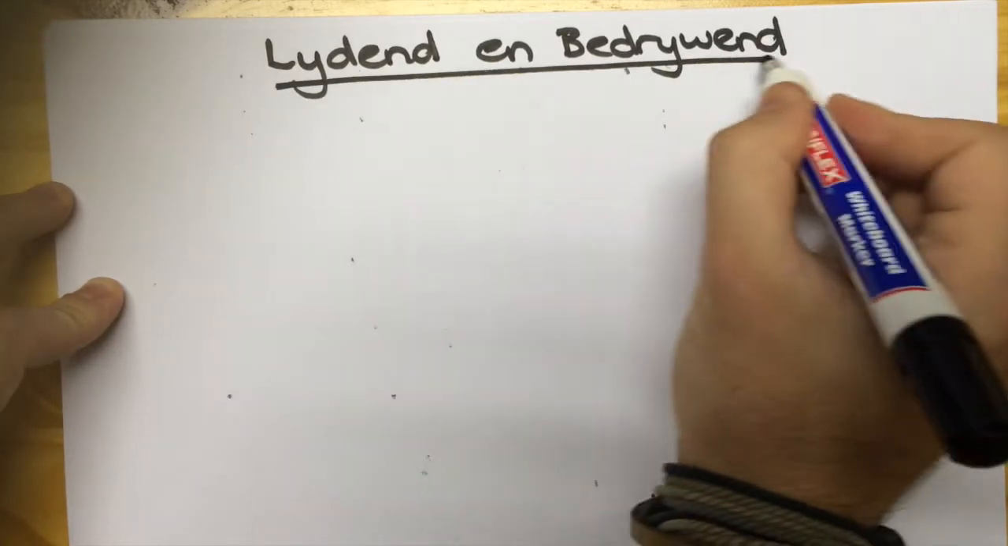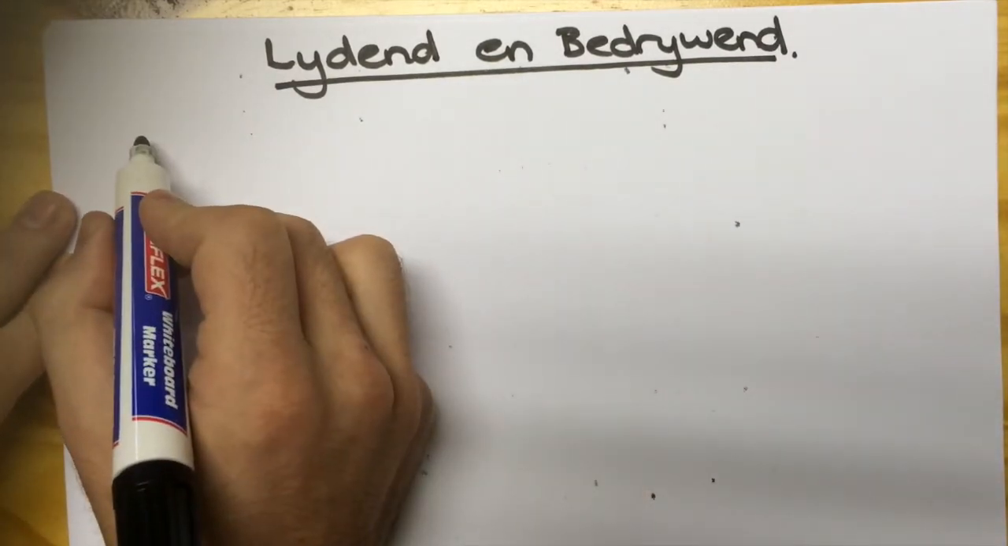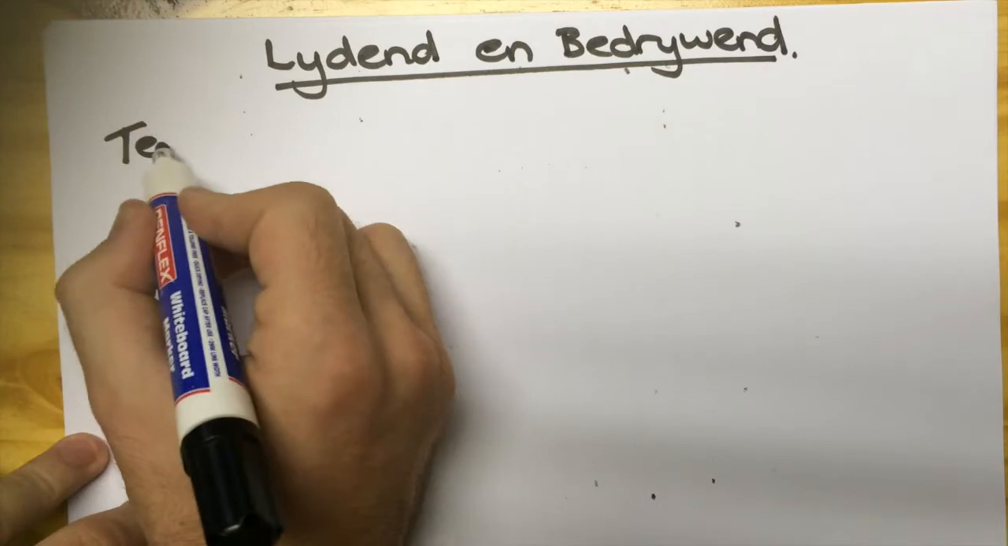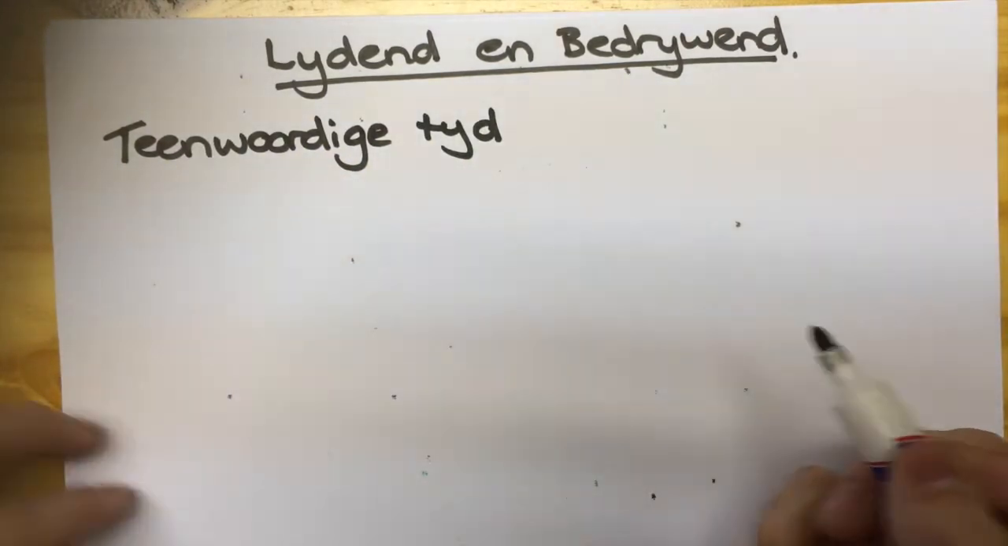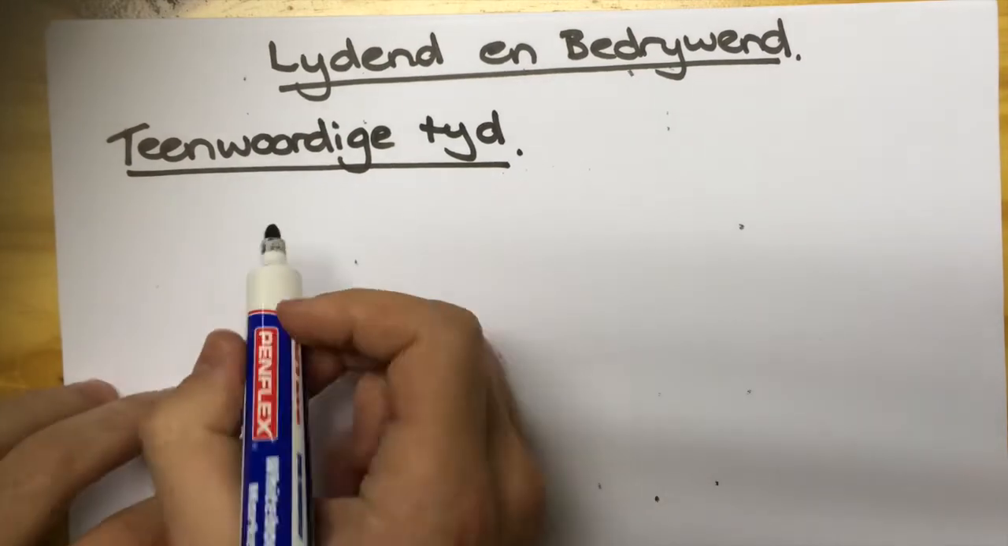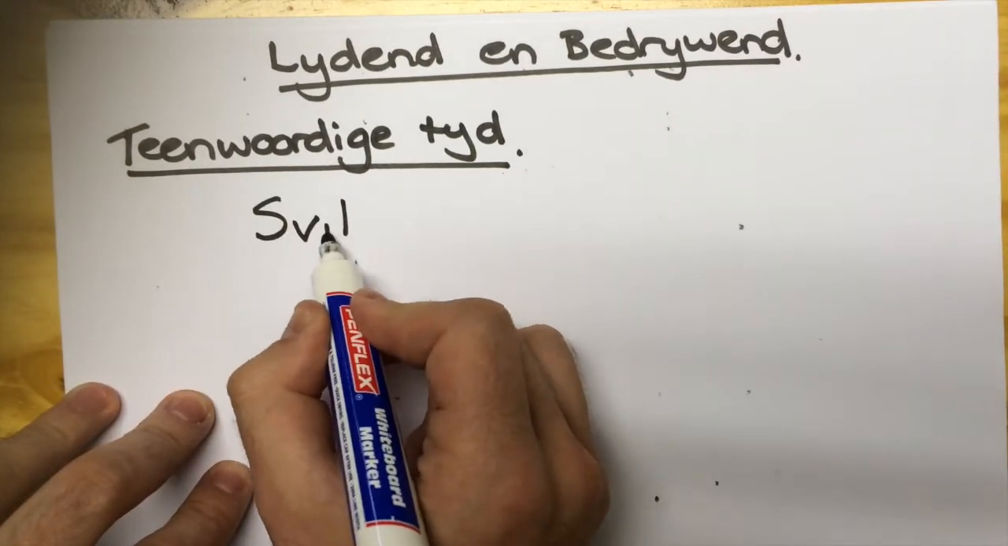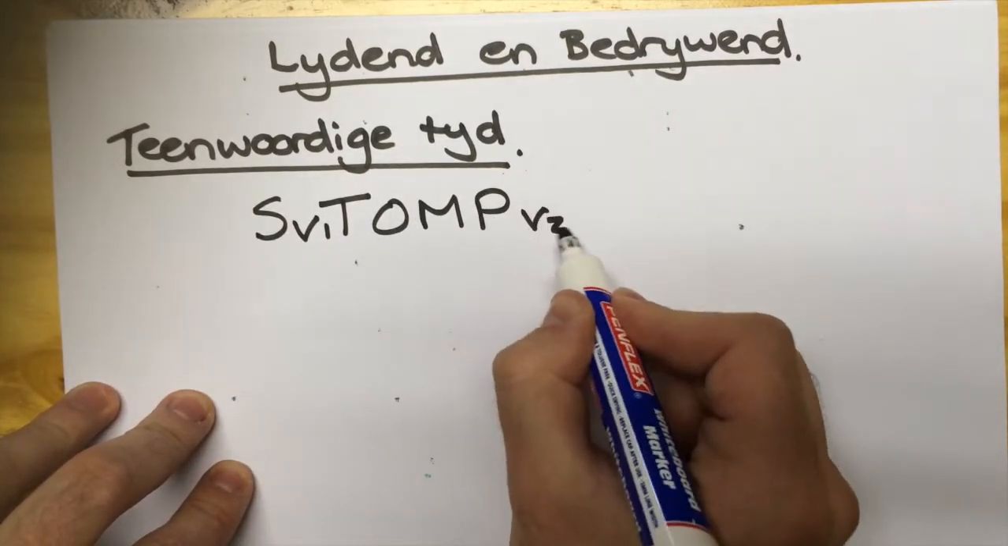Lydend en Bedrywend, passive and active. Let's begin with the present tense, teenwoordige tyd. Write a sentence over from the active to the passive.